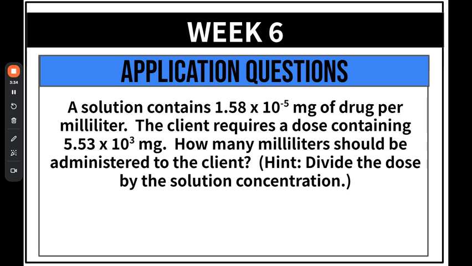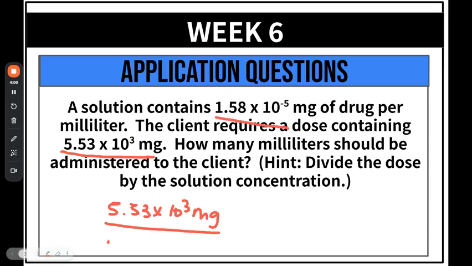Alright, so first, if we're going to divide, let's find the dosage. Well, here's the dosage that they received, the 5.53. So let's take that and write that out first. 5.53 times 10 to the 3rd milligrams divided by the solution concentration. So that's going to be this number here. 1.58 times 10 to the negative 5. And the units of this one are going to be in milligrams per milliliter.